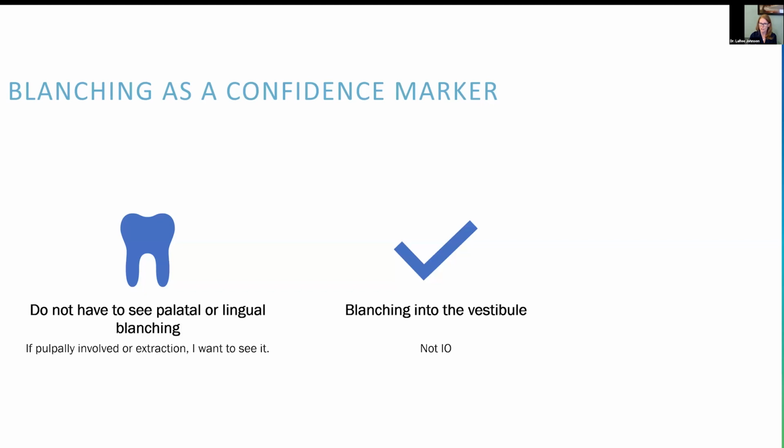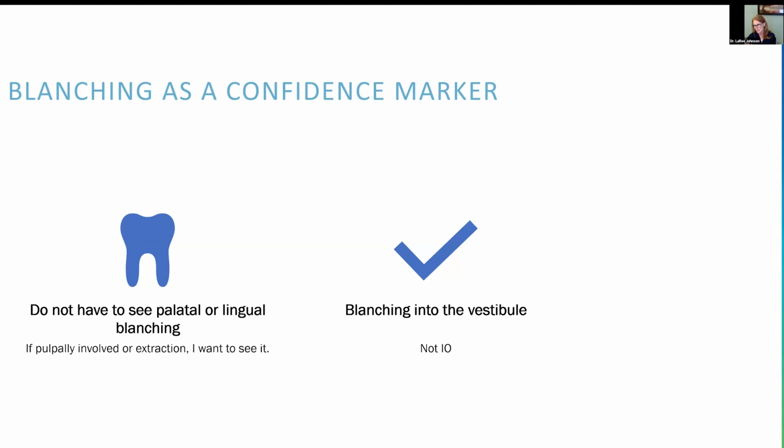We talked about blanching as a confidence marker, and you don't need it every time. If you're doing a composite or straight crown or something like that, you don't have to see that. You can do a single injection, you pop into the bone, you're good to go. But if you're pulpally involved or you're removing a tooth, I would strongly look for blanching on the contralateral side. If not, give another injection, in front of the tooth or behind the tooth, depending on where you are.